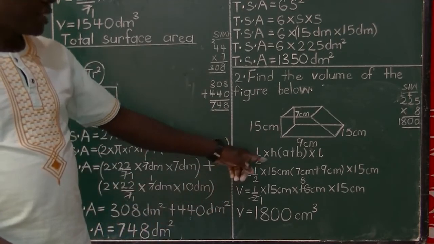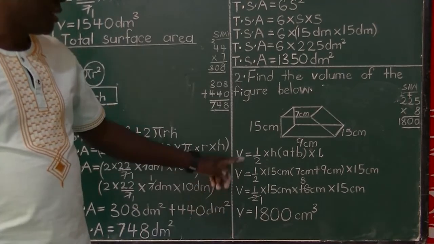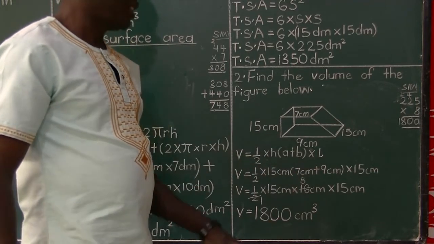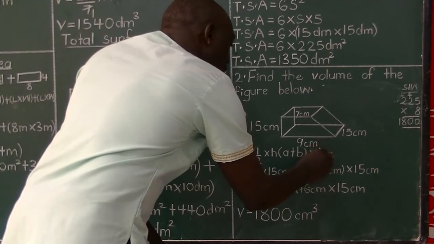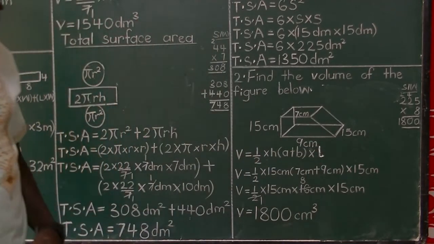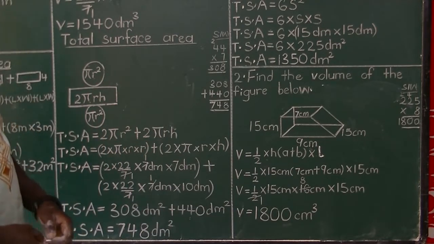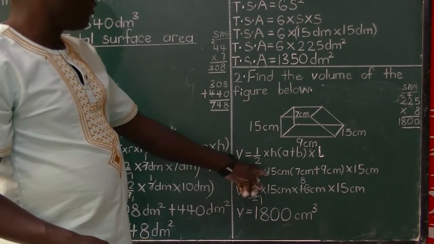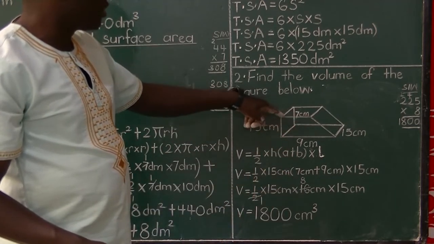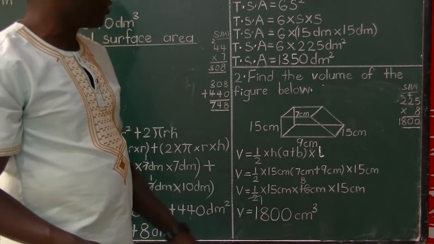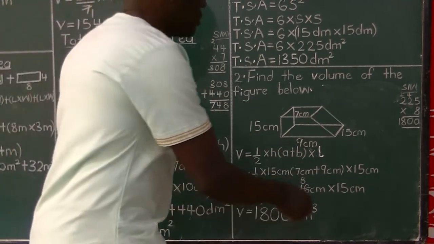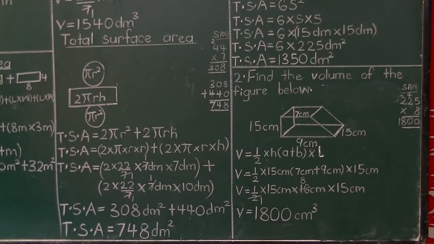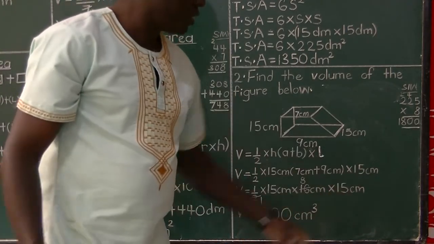Now, if the area has got a height, like this one, the other would become the length. That's why volume equals a half times h into a plus b, times length l. This is l, so times length. Then you start your substitution. A half of the perpendicular height, so a half times 15 centimeters into the shorter parallel side, 7 centimeters, plus the longer parallel side of the trapezium, which is 9 centimeters, then times the part that joins the two trapezoidal faces, which is 15 centimeters as well.